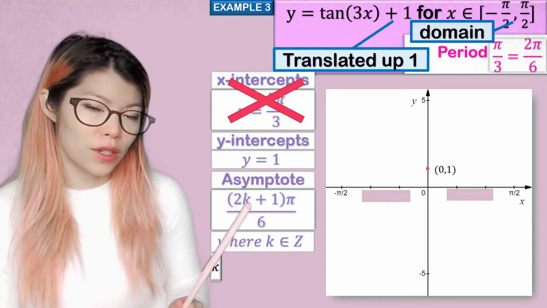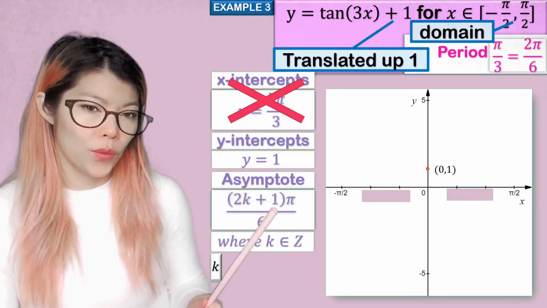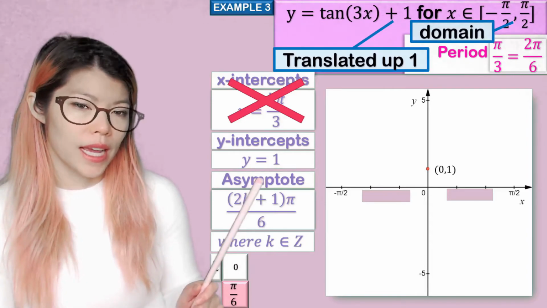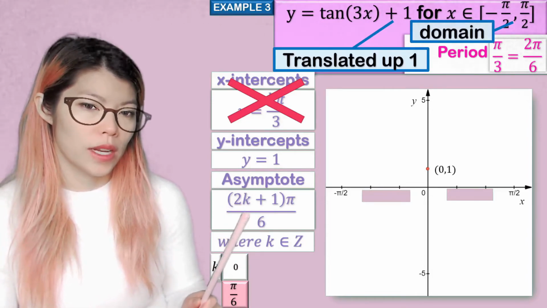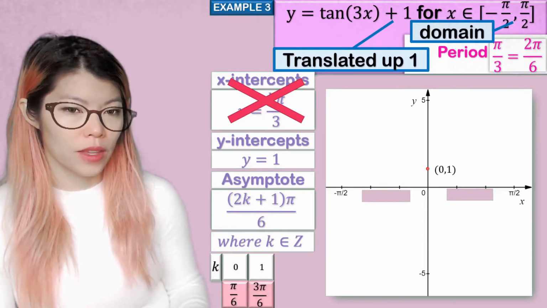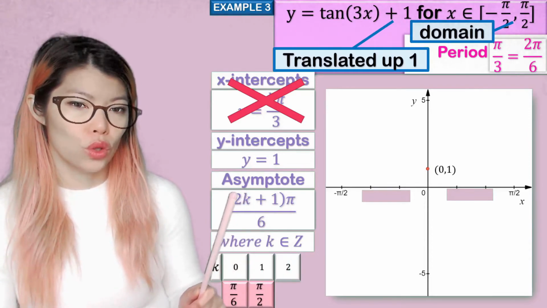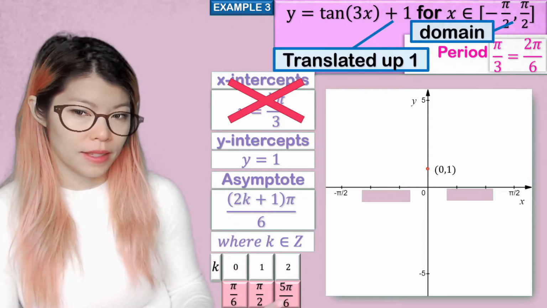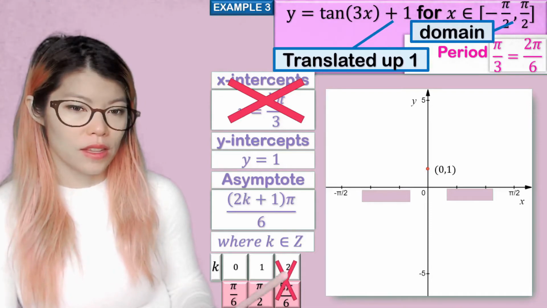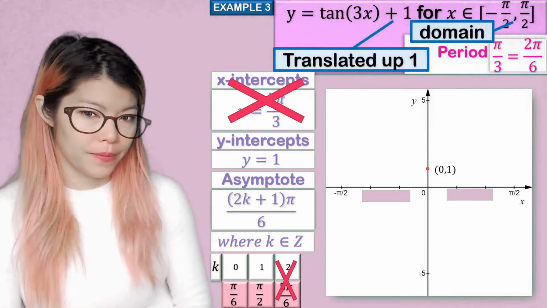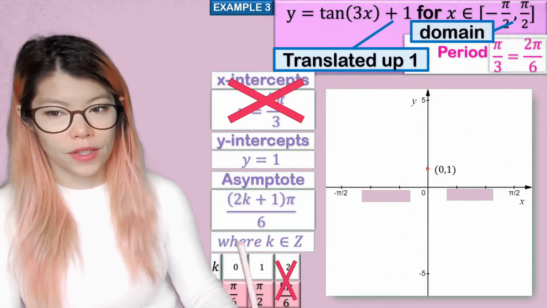When k is 0, 0 plus 1 is 1, 1 over 6, or pi over 6. When k is 1, 2 times 1 is 2, plus 1 is 3, 3 pi on 6. When k is 2, 2 times 2 is 4, 4 plus 1 is 5, 5 pi on 6. And can we do that? No, because 5 pi on 6 is outside our domain. But we can go to the left, so let's do that.